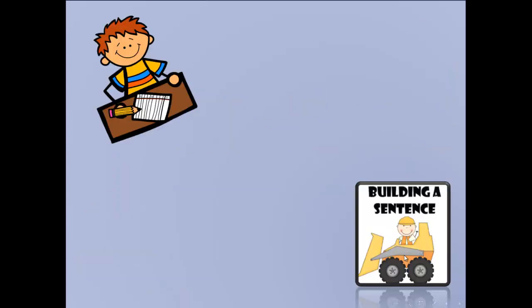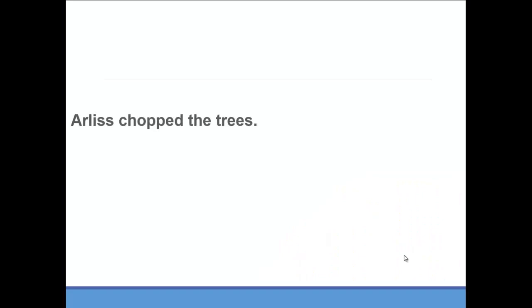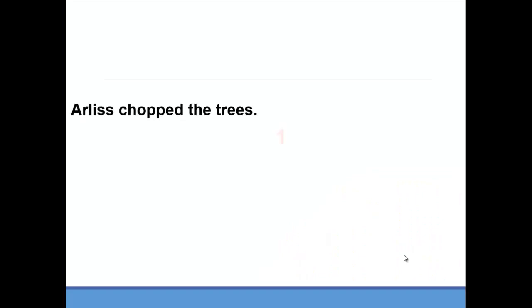In this video you will get to know the correlative conjunctions. As usual, before explaining what the correlative conjunctions are for, I prefer to take a look at the following examples. Sentence number 1 is Earless chopped the trees. Sentence number 2 is Travis chopped the trees.